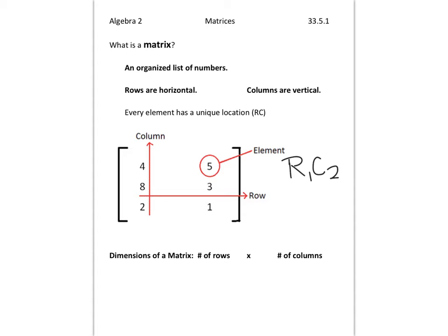This 5 right here is the element that's in row 1, column 2. And so matrices are useful in computer programming because they can store numbers and then easily pull out a number to be used in a formula because of its location. You can also hold information in a matrix if you know its dimensions. So we have to get used to counting the number of rows and the number of columns to say how big a matrix is. The matrix we're looking at here has 3 rows and 2 columns, so this would be known as a 3 by 2 matrix.